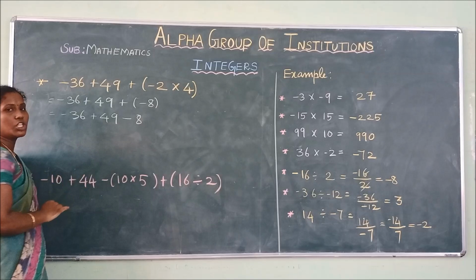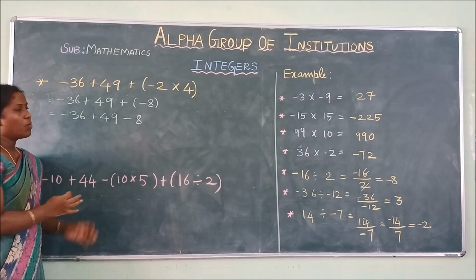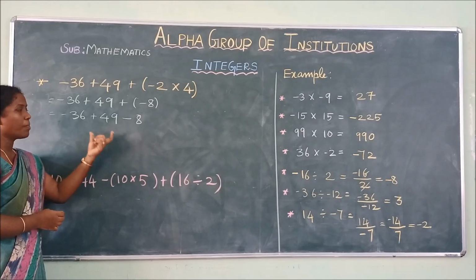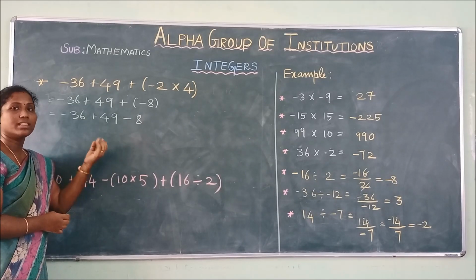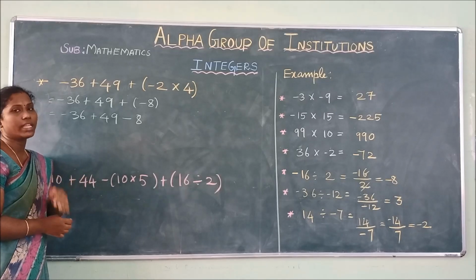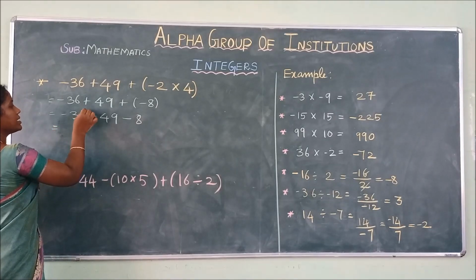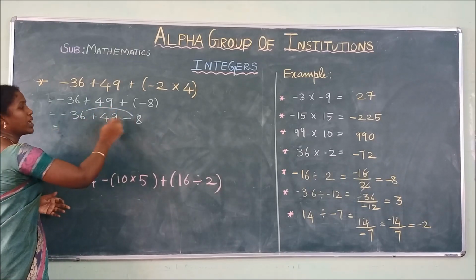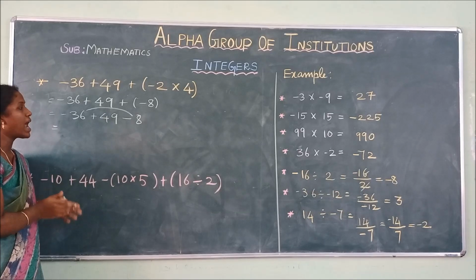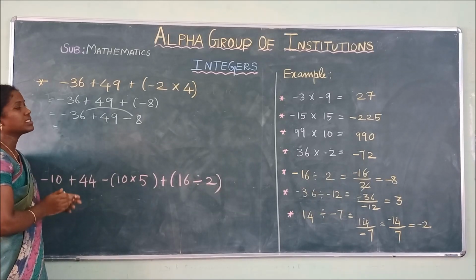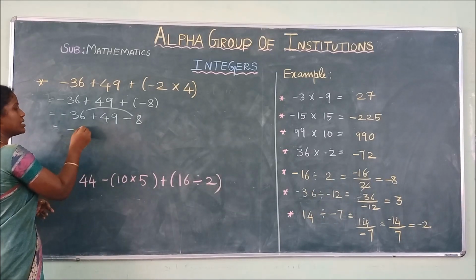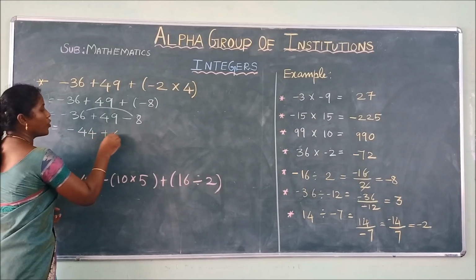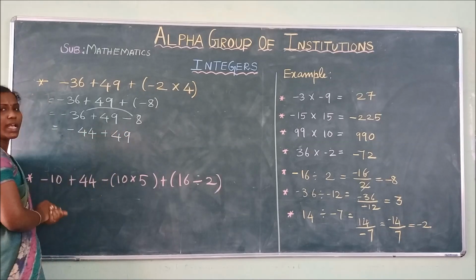Now see, we got the expression using only plus and minus. What do we have to do? We saw an example based on this already. We have to combine the numbers with the same sign, then do the calculation. It will be very easy. If I combine minus 36 and minus 8, minus minus is the same symbol, so we have to add the numbers. So minus 36 minus 8 is minus 44. We get minus 44 plus 49. Only one positive number, so keep it as it is.